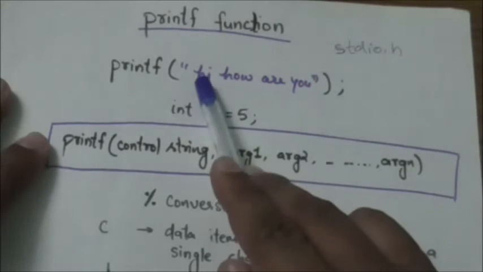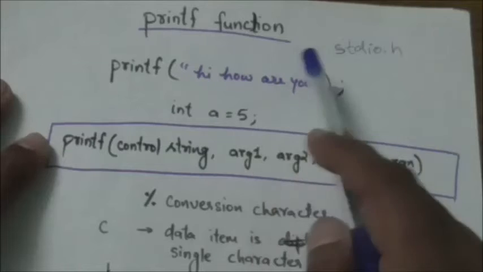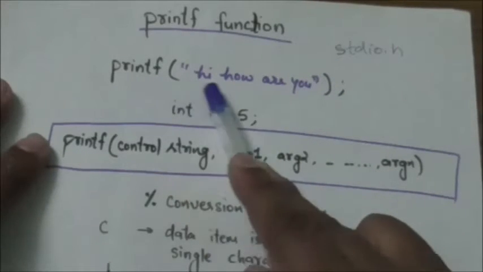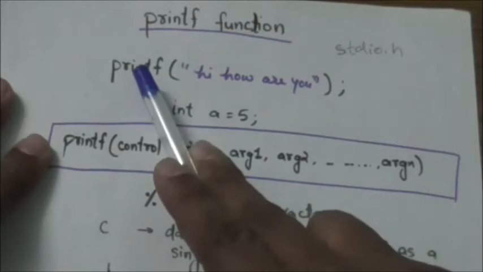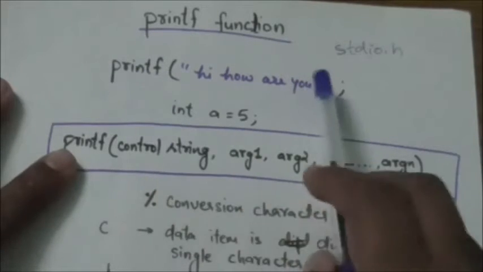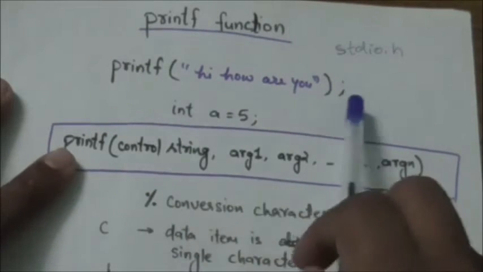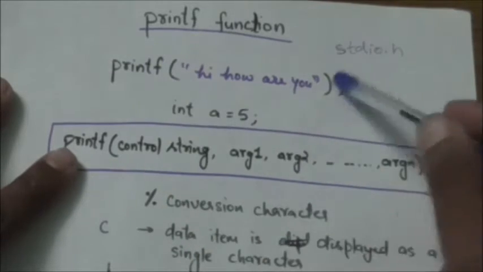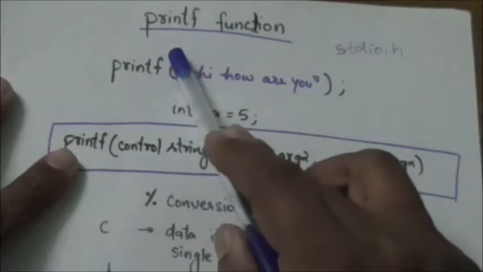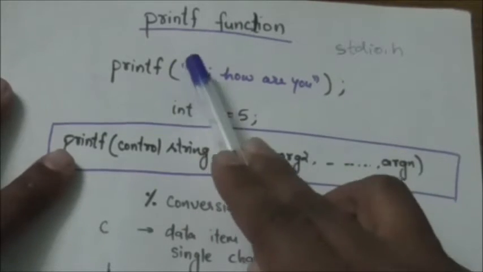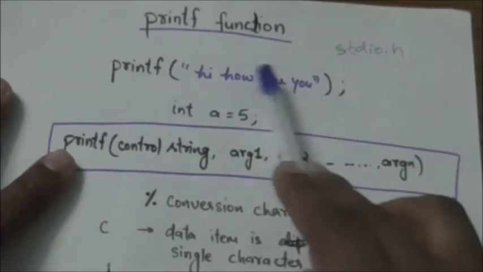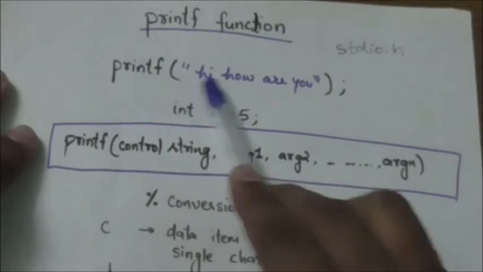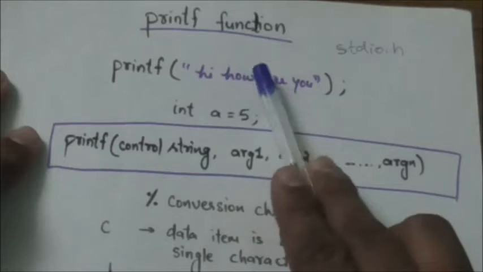Suppose I want to print the message, "Hi, how are you?" on the output screen. For that purpose, I can use the printf function. How will I use it? I will write a statement like this: printf, and in parentheses, in double quotes, I will write the message, "Hi, how are you?" This statement will print the message, "Hi, how are you?"